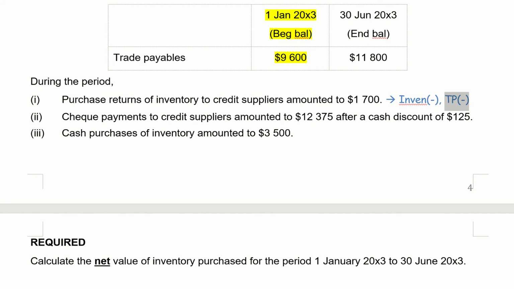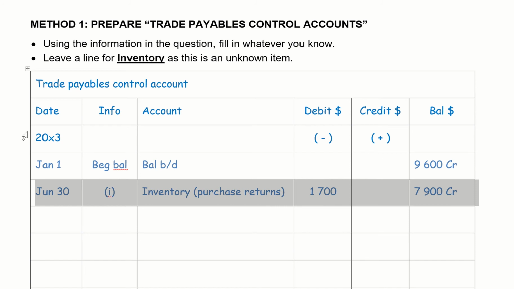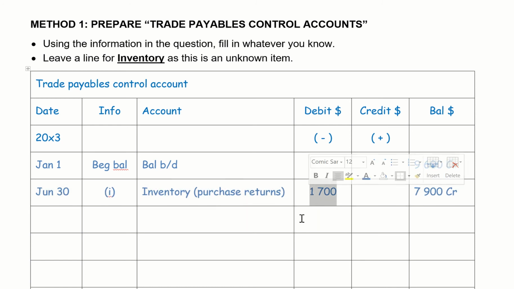So what do I need to do in order to record my trade payable control account? I need to record trade payable minus how much? Trade payable minus 1,700. I'm going to record this in my trade payable control account. It happened on the last day of the year for control accounts, so June 30th, trade payables control account reduced by 1,700. The other account affected is inventory.